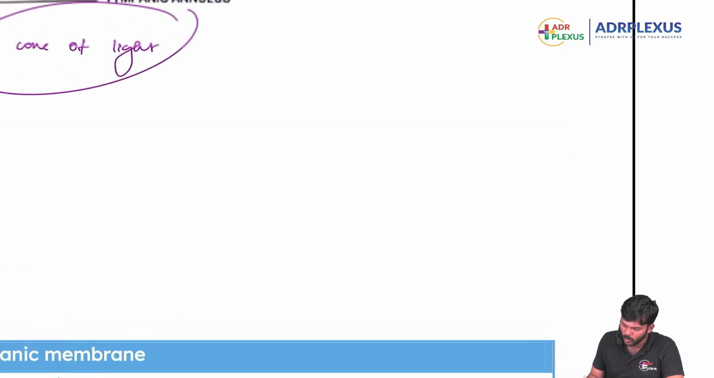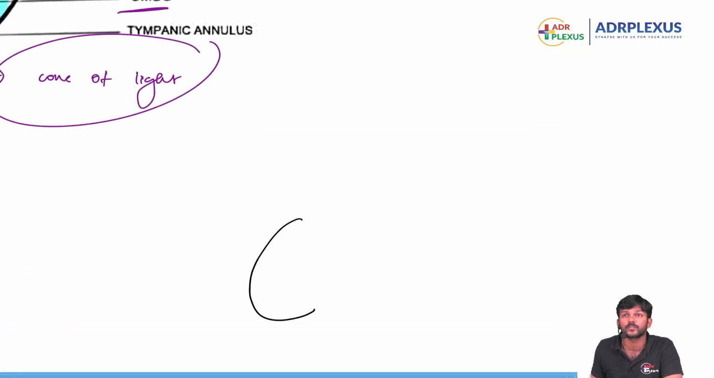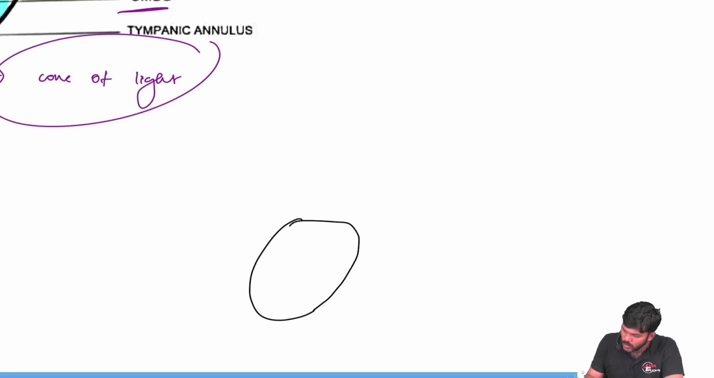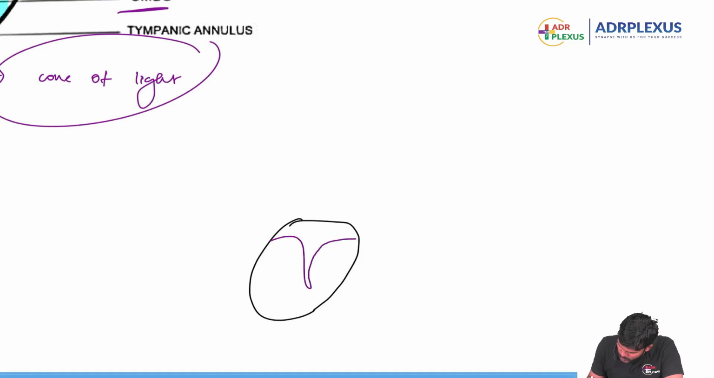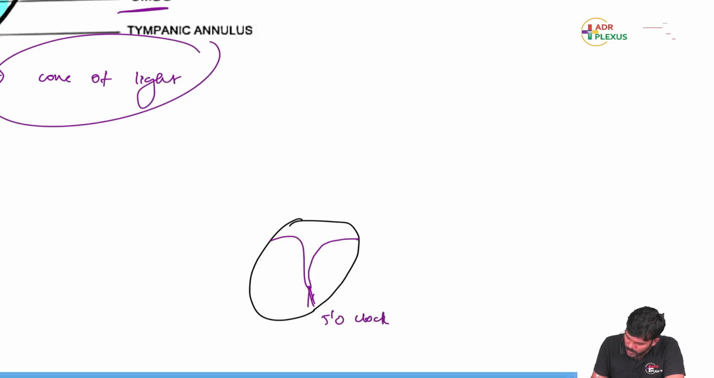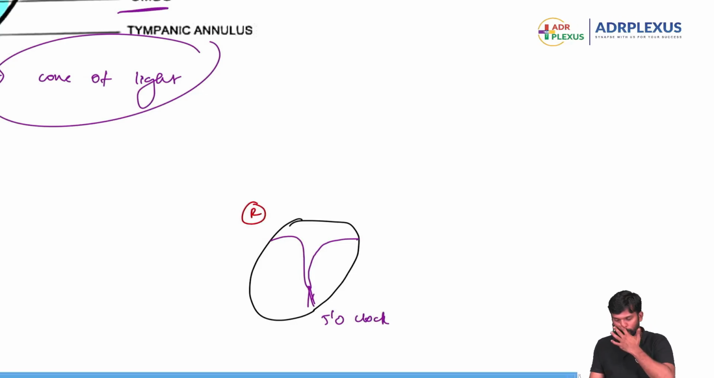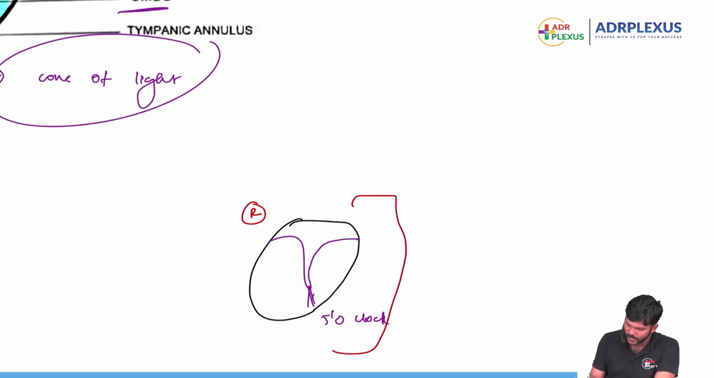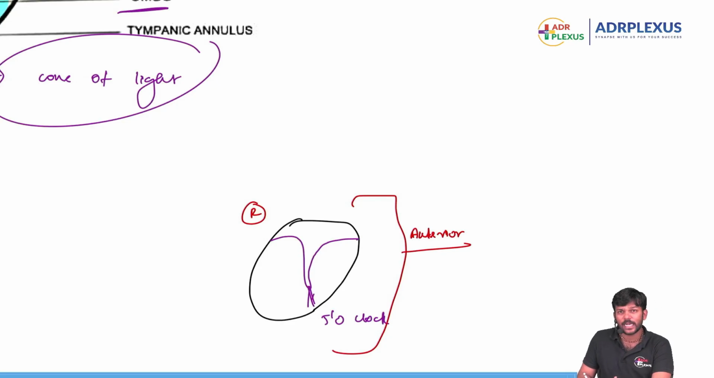See here, I'm drawing a tympanic membrane. So in this tympanic membrane, if this is the direction of umbo, 5 o'clock direction, it is a right side. It's nothing but this is an anterior side. That's how you should identify. Projection is towards the anterior direction, 5 o'clock direction.